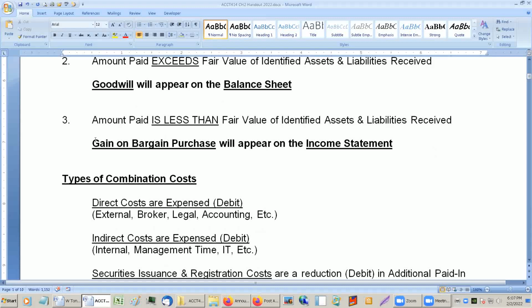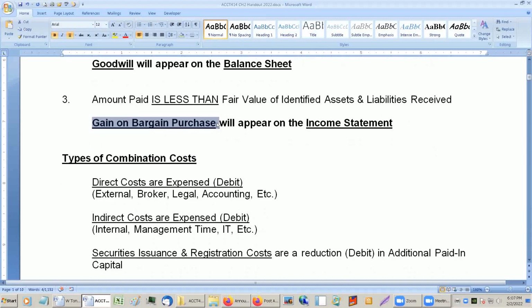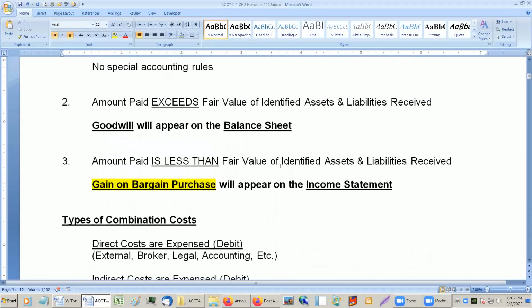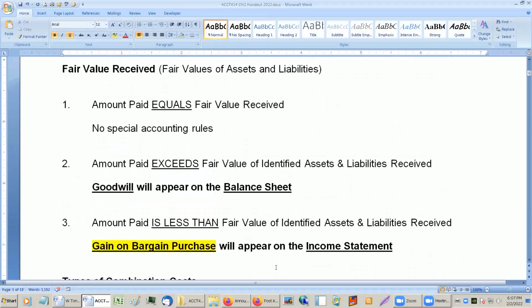If it is less than fair value, we'll have a gain on bargain purchase, which is a really strange new one. And if they test you on the CPA exam, they're probably going to test that one. And it's a very different kind of standard than any other place you'll see in accounting. How it came about? Well, generally speaking, you can't recognize a gain when you purchase something. You only recognize a gain when you sell it.